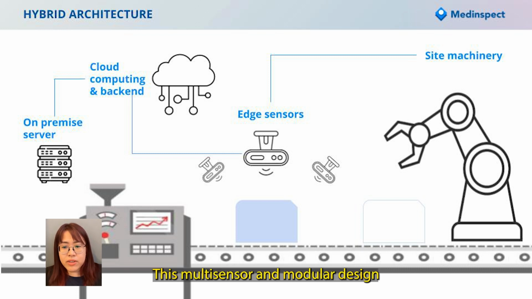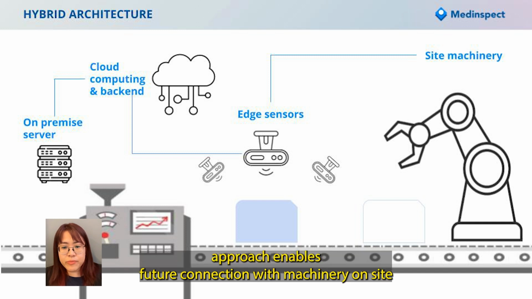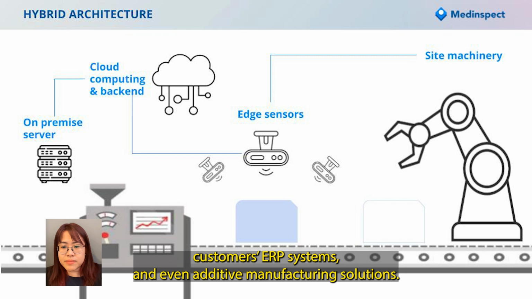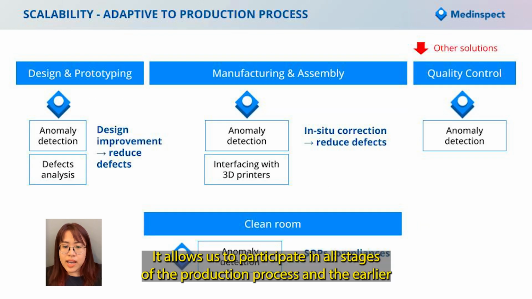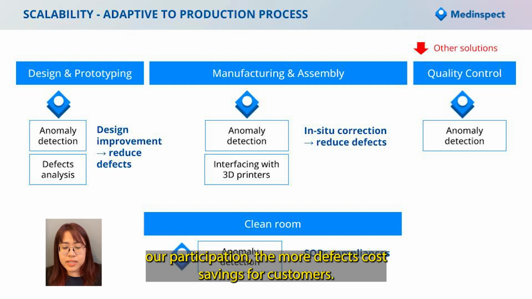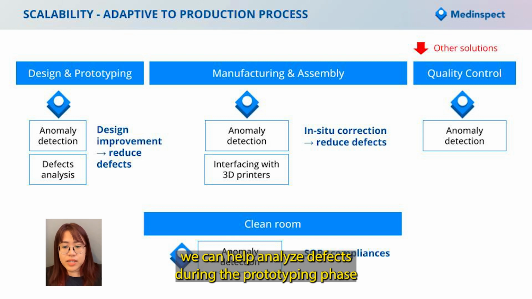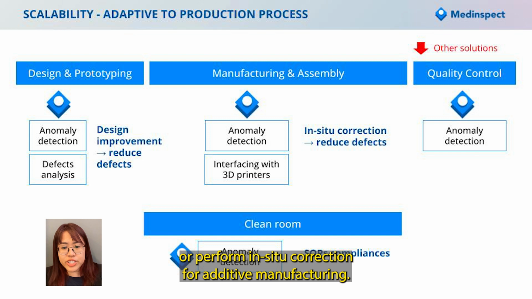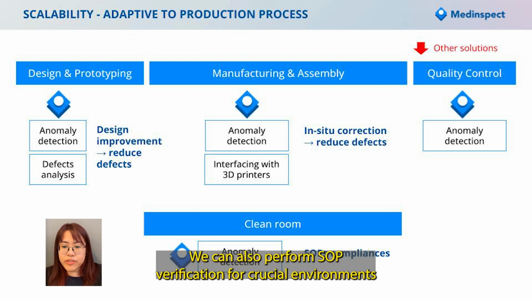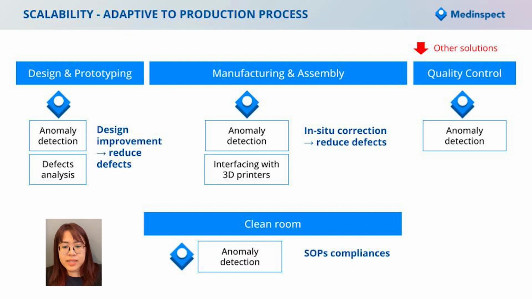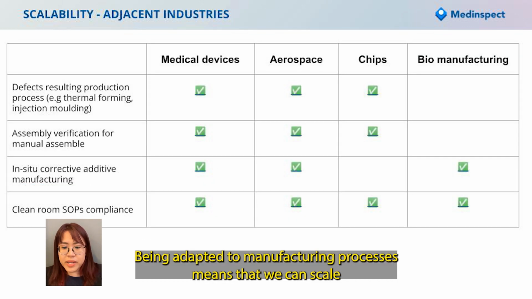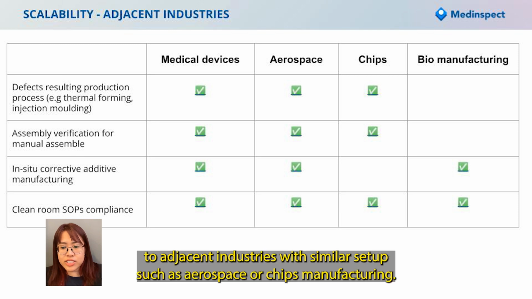This multi-sensor and modular design approach enables future connection with machinery on-site, customers' ERP systems, and even additive manufacturing solutions. It allows us to participate in all stages of the production process, and the earlier our participation, the more cost savings for customers. For example, unlike other solutions that only reject products at the end, we can help analyze defects during the prototyping phase or perform in situ correction for additive manufacturing. We can also perform SOPs verification for crucial environments such as the clean room. Being adaptive to manufacturing processes means that we can scale to adjacent industries with similar setup such as aerospace or chips manufacturing.